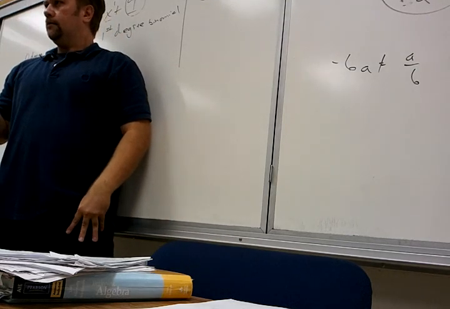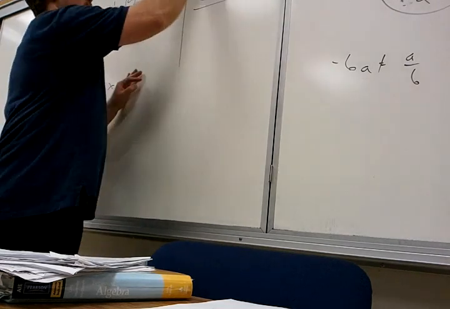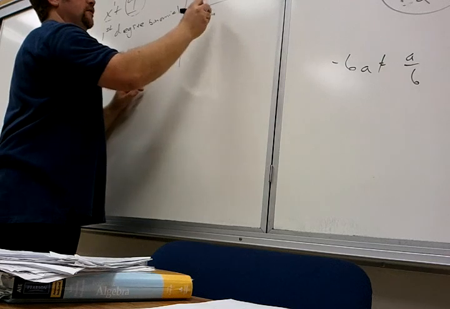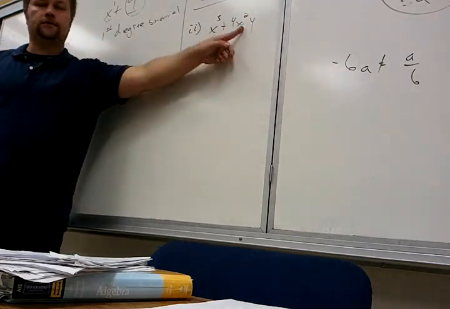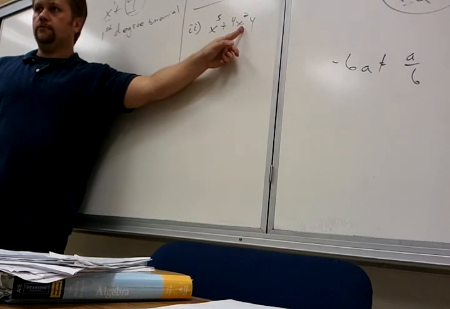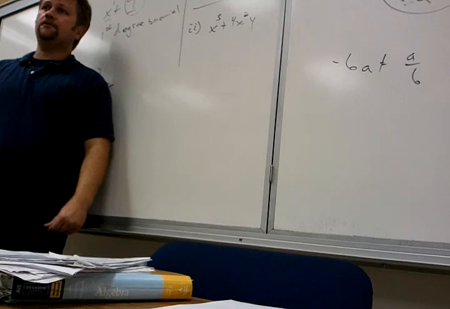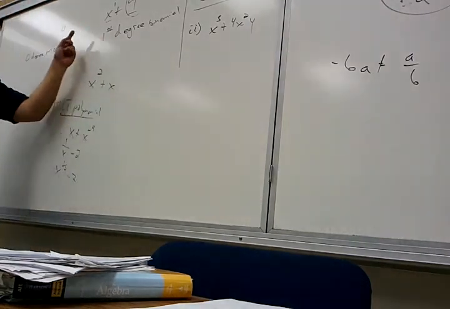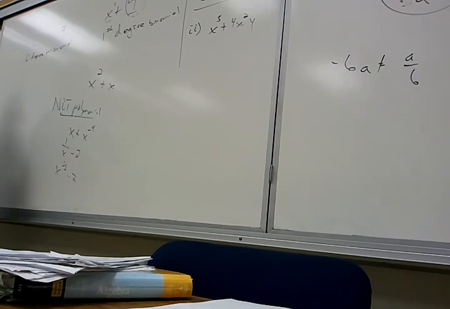So if I had x cubed plus 4x squared y, what's the degree of this one? Yeah, so that would be 3. 2 x's and a y make a third degree. So degree is very simple. Just count your variables. So why is this one a 0 degree then? There are no variables. 0 variables, 0 degree.